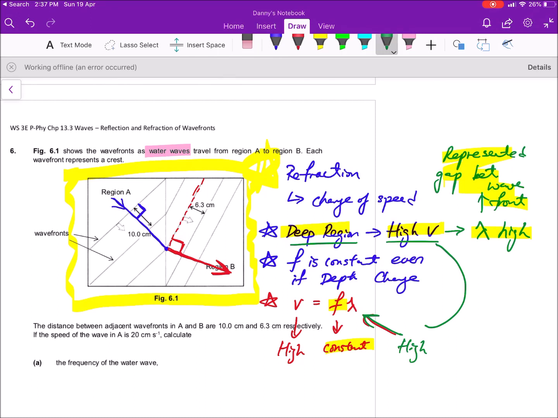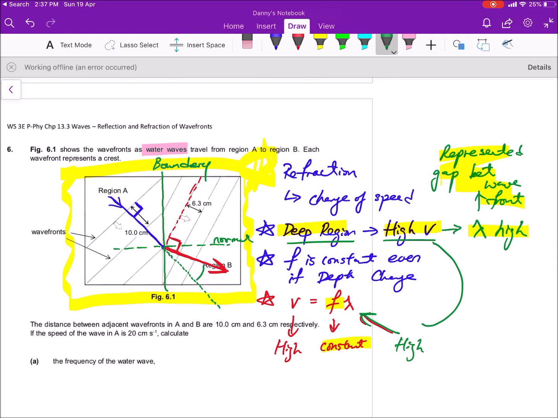If I look at this and draw the normal, this is my boundary, right? This is my boundary. And I can draw a normal to it. So this is my normal. You can see that this blue line, if I don't have any refraction, is my original path. Now we can see that our wave actually bends towards our normal, right? Down here, you can see it like that. So the new wave bends towards the normal. In light, when light bends towards the normal, does it mean slowing down or speeding up?